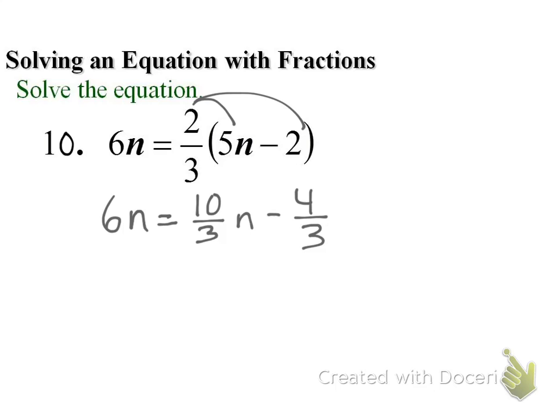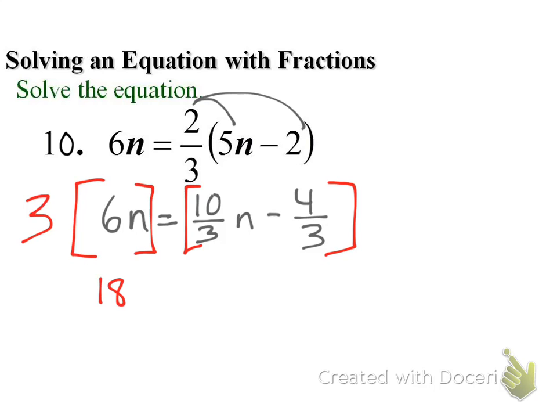Some people like to get rid of all the fractions to begin with. Do you guys want to see how we do that? Yeah, you'd multiply through by a 3, both sides. Technically, I should write it like that. Okay? So we would have now 18n equals 10n minus 4. That looks a lot easier to me to solve.